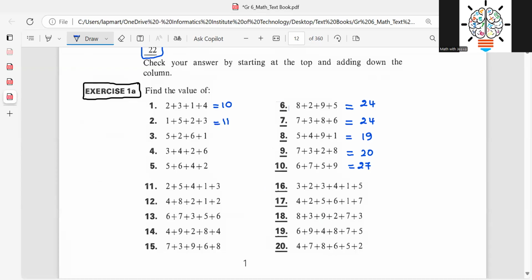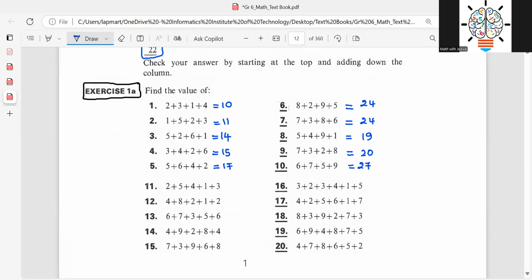The next one, 5 plus 2, 7, 7 plus 6, 13, plus 1, 14. So here the answer is 14. Then the next one, 3 plus 4, 7, 7 plus 2, 9, 9 plus 6, 15. So here it is 15. Then the next one, 5 plus 6, 11, 11 plus 4, 15, plus 2, 17. Okay, right. For the next one I want to double check whether I have done this correctly.